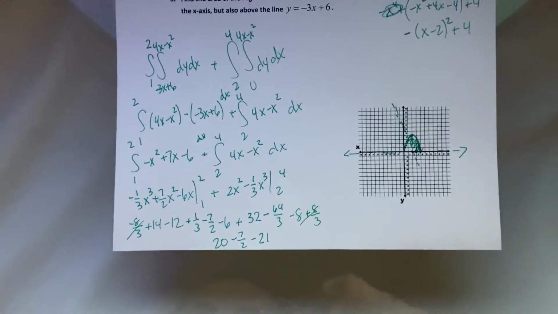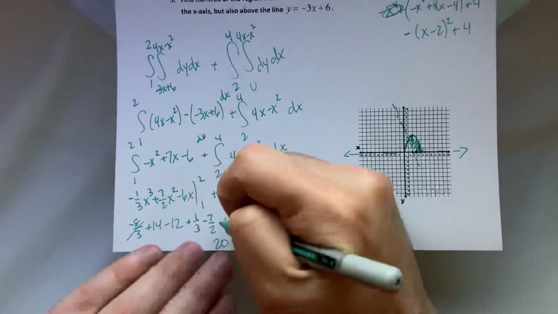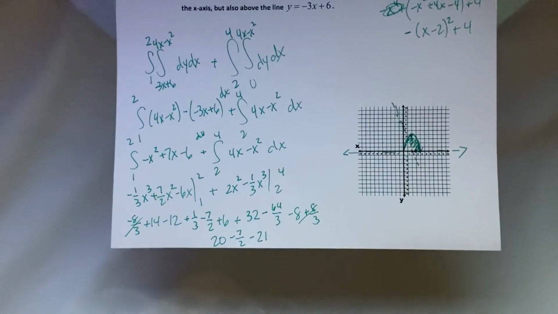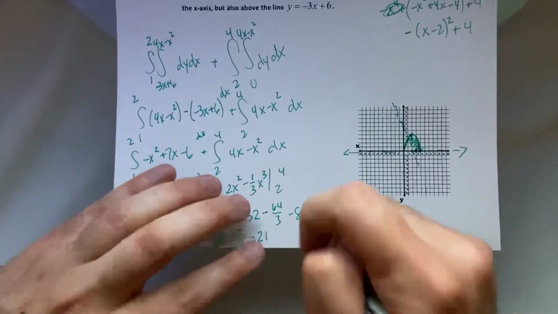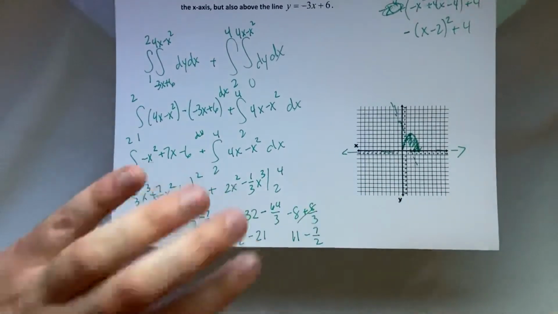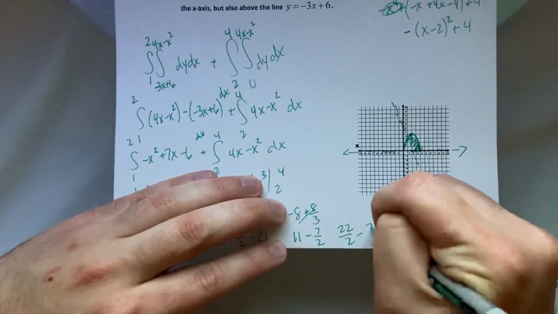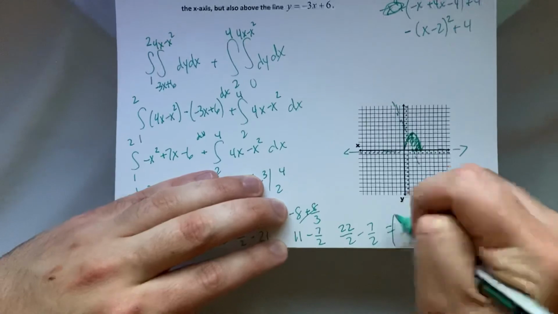Make sure we're not missing anything in the problem. Hopefully no bad math took place. Let's see. Oh, this should be a plus 6. Okay, so since this is plus 6, that adds 12, so this is really 32. So 32 minus 21 is 11, minus 7/2. So it's 22/2 minus 7/2, which is 15/2.